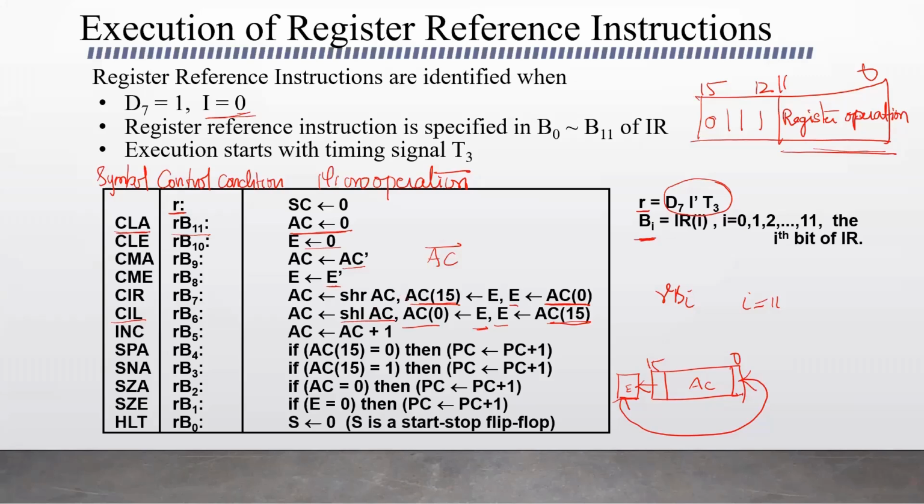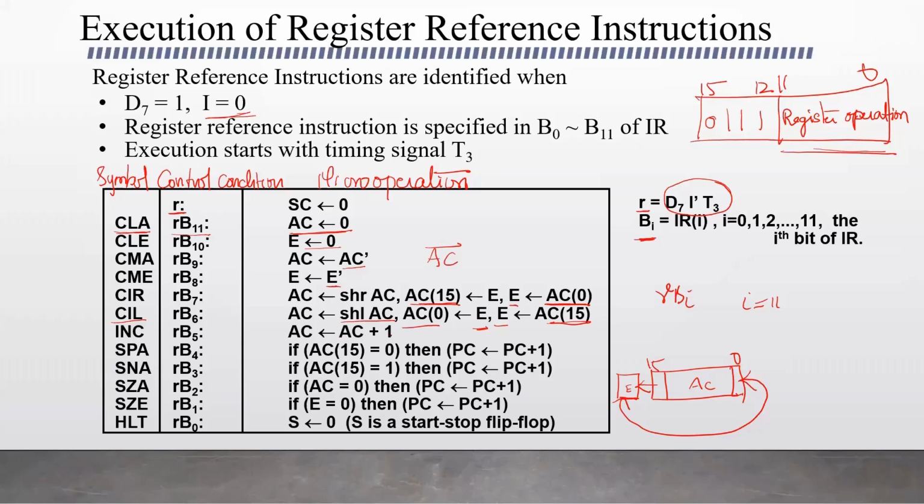These are the micro operations involved in performing shift right and shift left. For shifting right, the content of E is moved to A15 and the accumulator 0th bit is moved to E. And for shift left, the 15th bit is moved to E and E is moved to the 0th position in AC. And increment is performing adding 1 to AC.